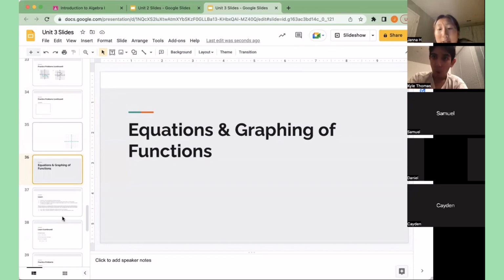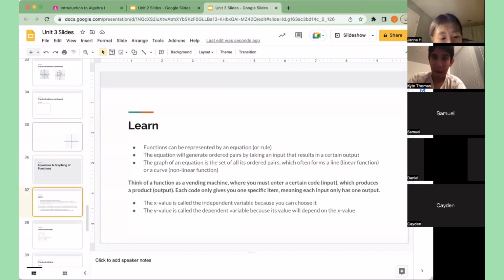Okay, equations and graphing of functions. So functions can be represented by an equation or a rule. The equation will generate ordered pairs by taking input that results in a certain output. So f of x or y or the output is the output of an equation. The graph of an equation is the set of all its ordered pairs, which often forms a line or a linear function, or a curve, which is nonlinear.